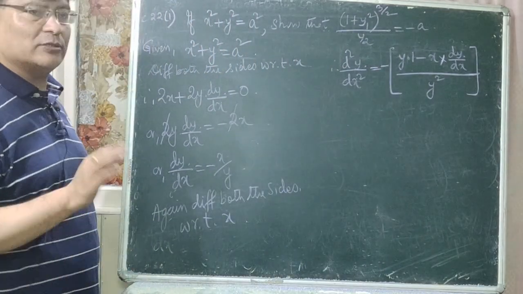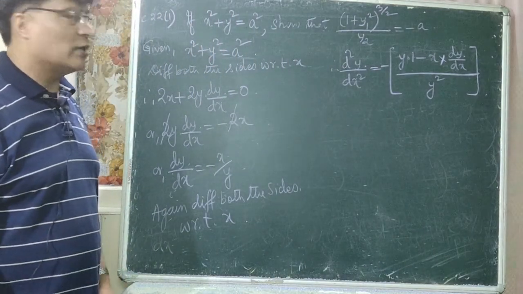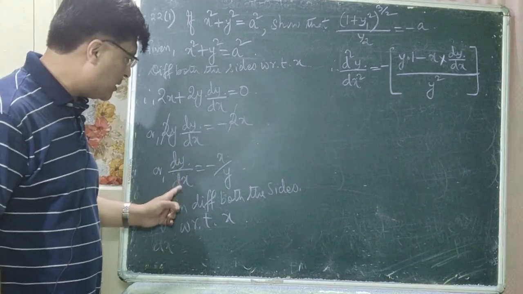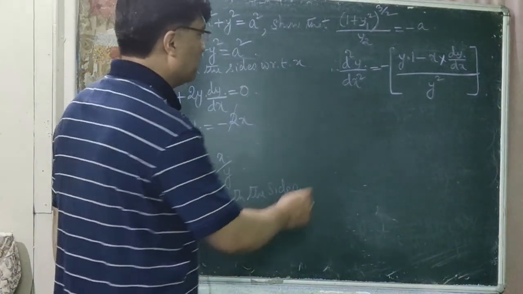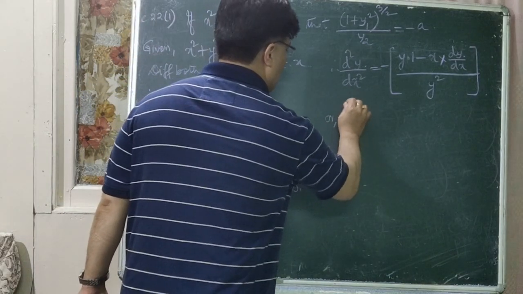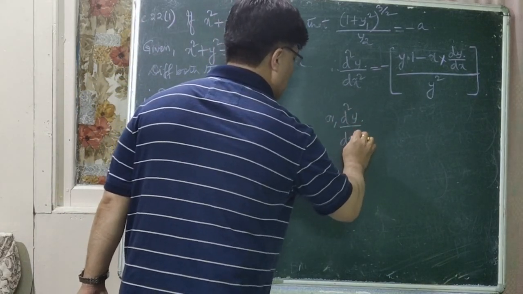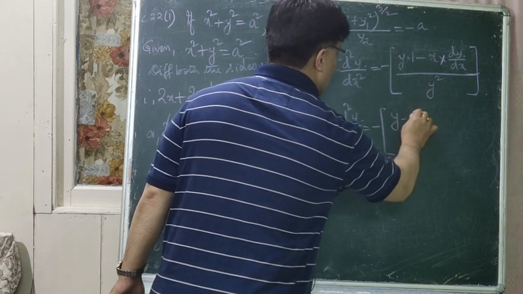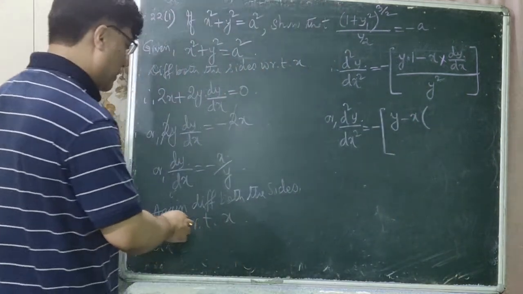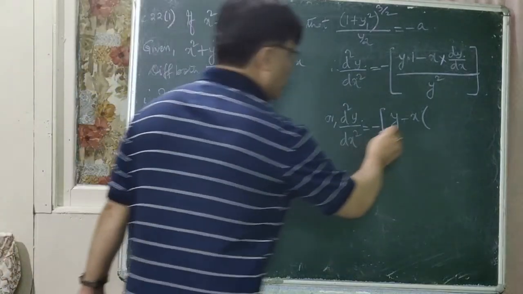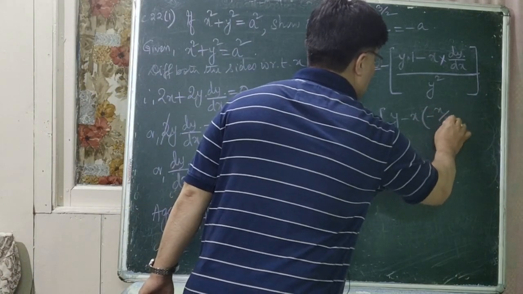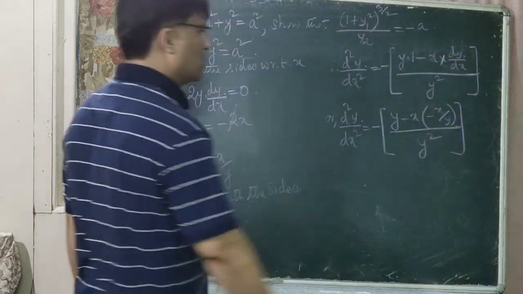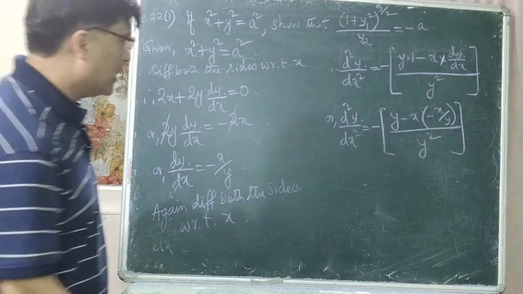So is that clear to all of you? So I think you have understood it. So you have to put the value for dy by dx there. What is dy by dx? It is minus x by y. So d2y by dx square is equal to minus, y into 1 is y, minus x into, what is the value for dy by dx? dy by dx is minus x by y, minus x by y, this whole divided by y square. Then here third bracket is closed, right?